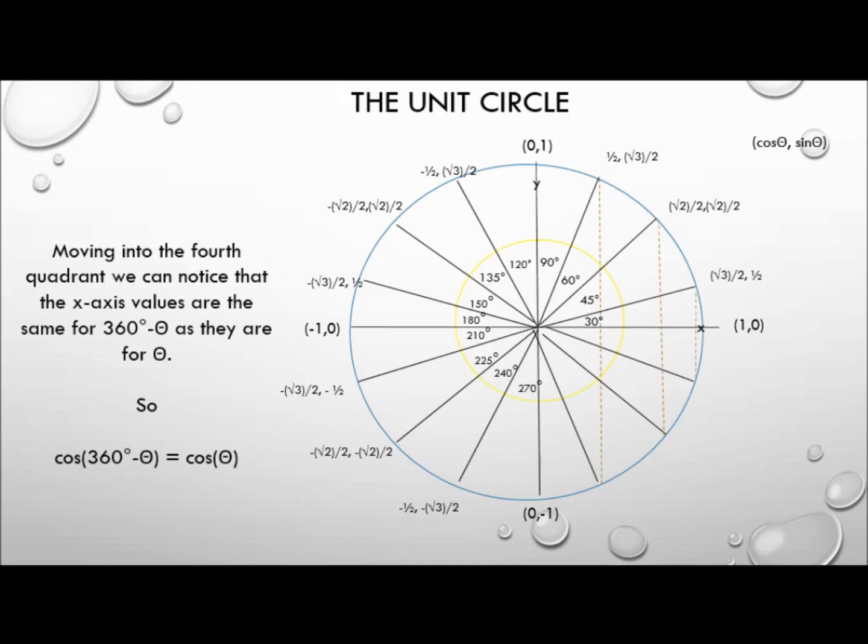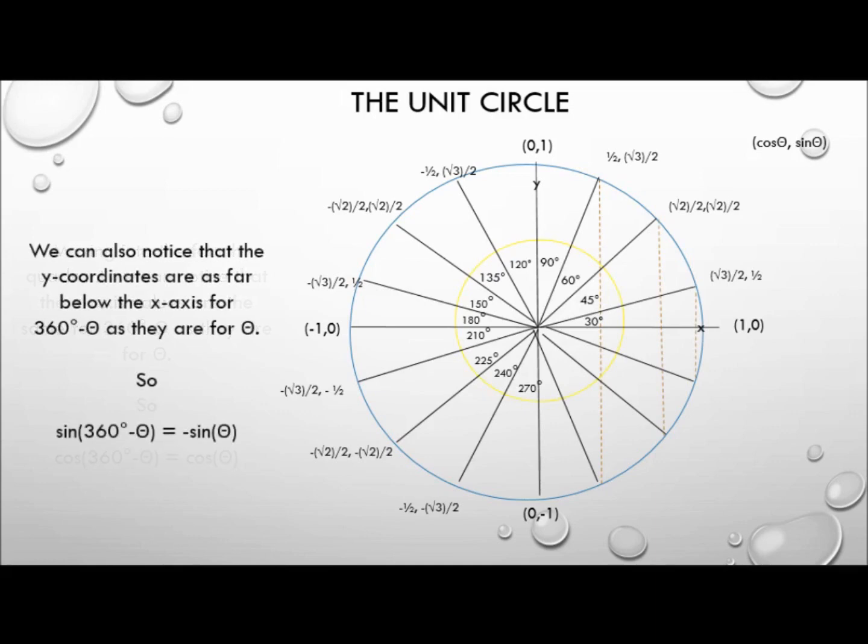Moving into the fourth quadrant, we can notice that the x-axis values are the same for 360 degrees minus theta as they are for theta. So cosine of 360 degrees minus theta is equal to the cosine of theta. By the way, it's also equal to the cosine of 0 degrees minus theta, or the cosine of minus theta. So the cosine of negative theta is the same as the cosine of 360 degrees minus theta, which is the same as the cosine of theta.